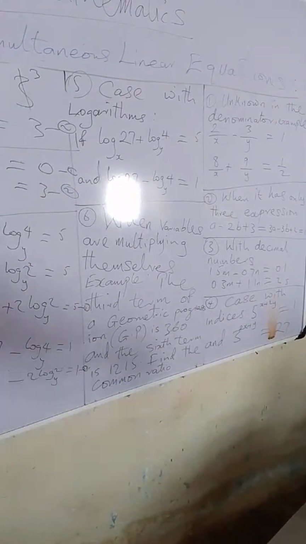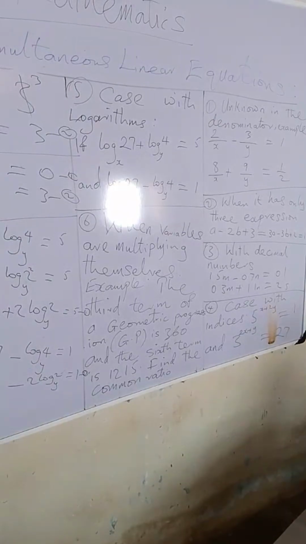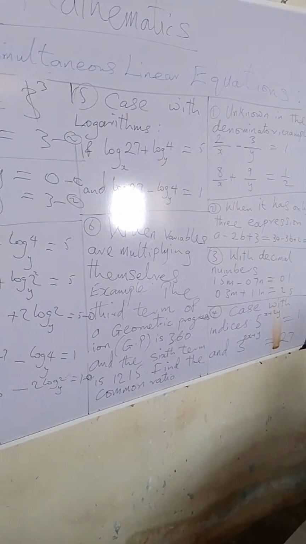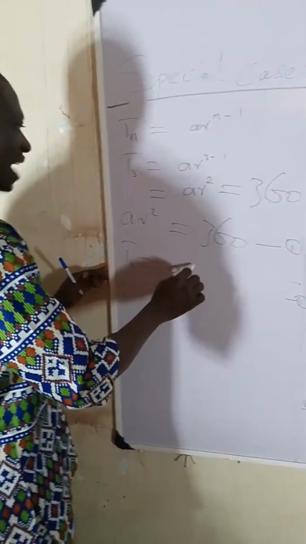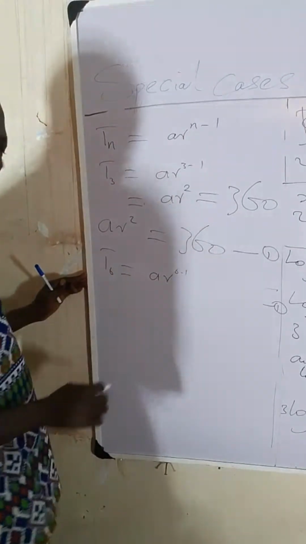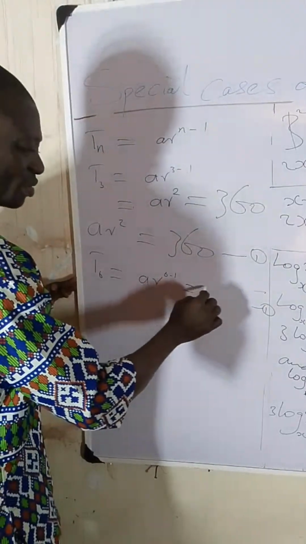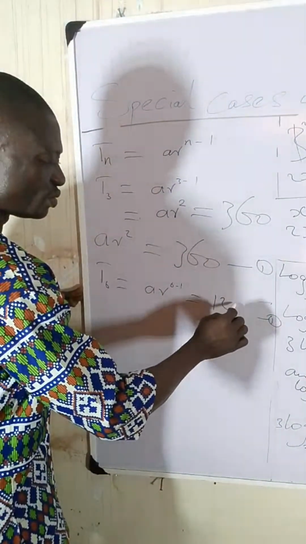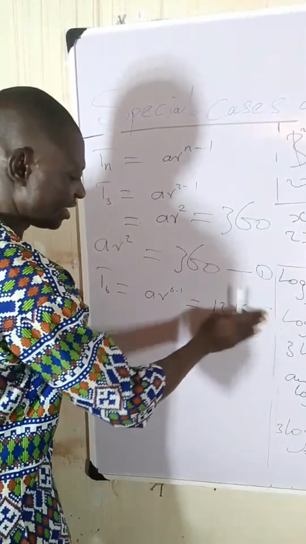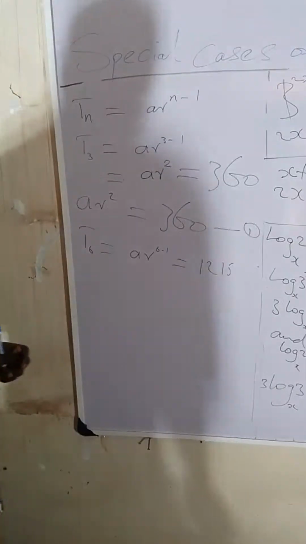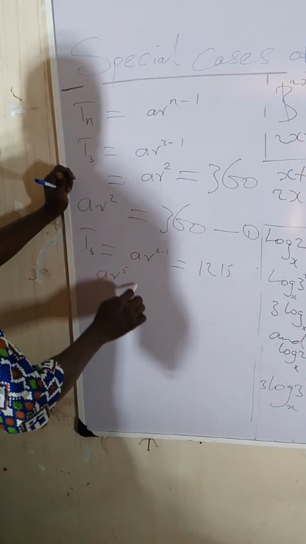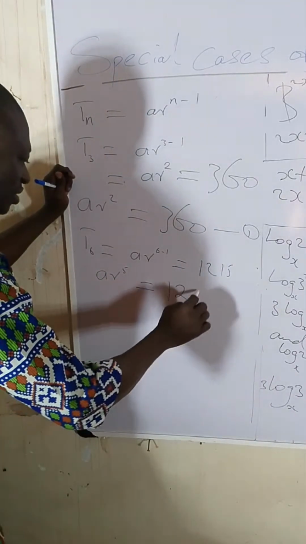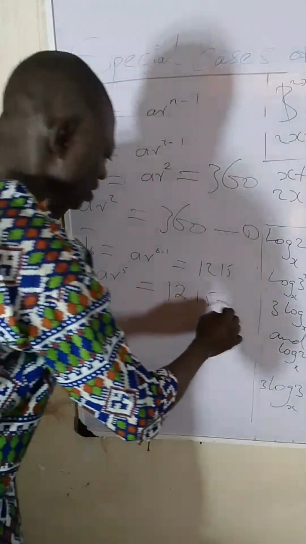The second one says the sixth term of the same geometric progression is 1215. That means T6 is equal to ar^(6-1). 6 minus 1 is 5. Is equal to 1215. And so what are we going to do? We conclude that ar^5 is equal to 1215, and call this one equation 2.